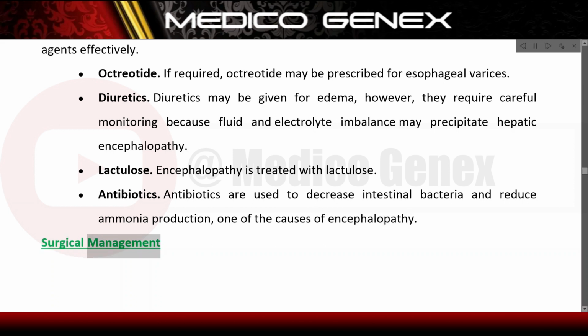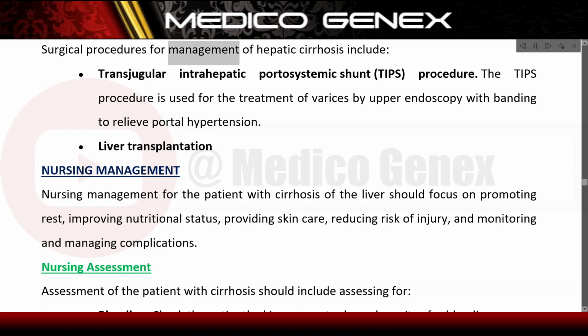Surgical management. Surgical procedures for management of hepatic cirrhosis include the transjugular intrahepatic portosystemic shunt, TIPS, procedure. The TIPS procedure is used for the treatment of varices by upper endoscopy with banding to relieve portal hypertension.